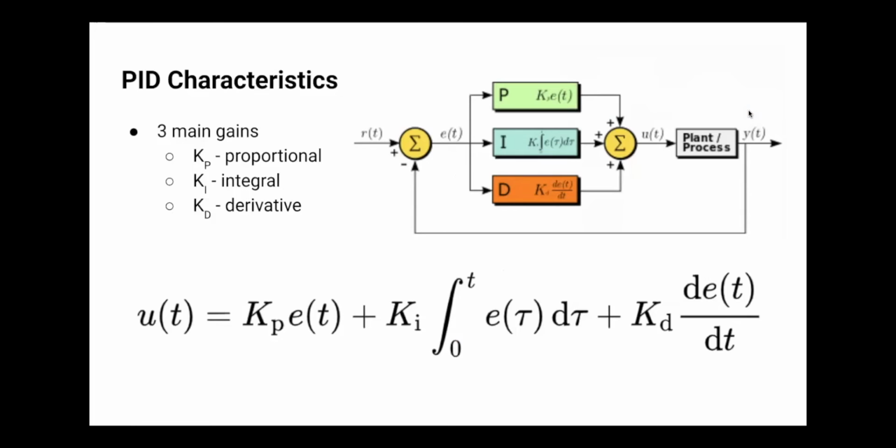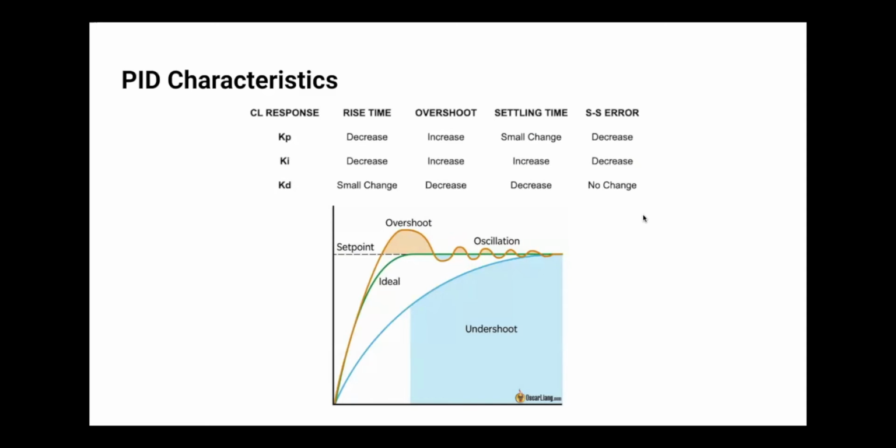There are three main PID characteristics or gains that you need to pay attention to, being the proportional, integral, and derivative gains. You can see them represented here in the transfer function and also here in the system block diagram. So what these gains actually do are represented in this table here. And you can see those different characteristics represented in this graph down here. For a PID controller, you need to tune it so that these three gains get you the system response that you want. And I will demonstrate that in the little demo I have set up.